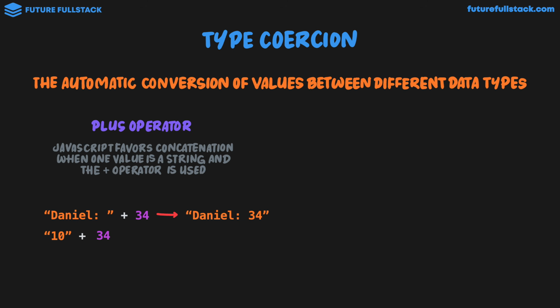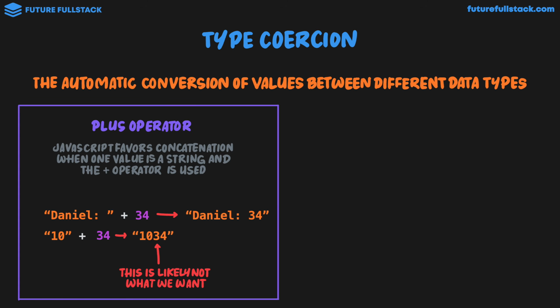Let's say we had the string 10 and we add the number 34. What we're going to get is the number 1034. And this is likely not what we want. When adding two numbers together, we're likely going to want to add them. That is, 10 plus 34 equals 44. But you can see what happens when one of your numbers is actually a string. So that's the plus operator. When you're adding a string and number together, JavaScript will favor concatenation and convert the number to a string automatically.